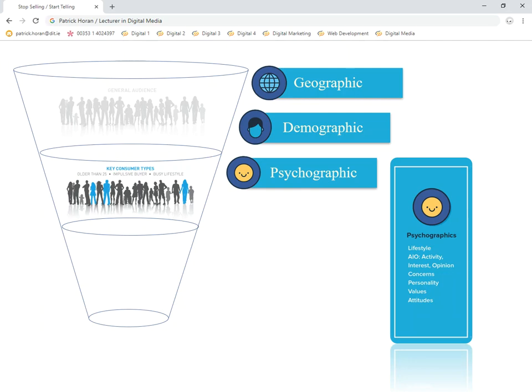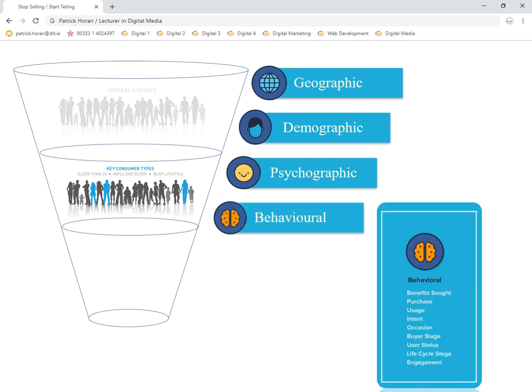Psychographic. Now, this is really what they're interested in. This is what their core values are, what their interests, their concerns, their lifestyle. Again, if we understand these, we know where and how to target our audience, or we'll learn more about these things.